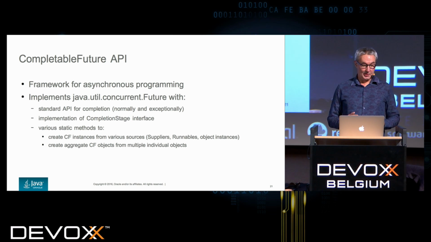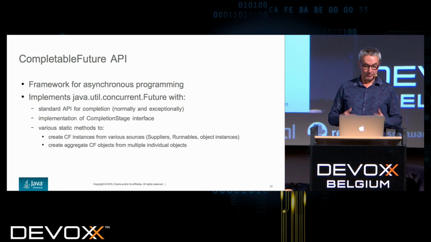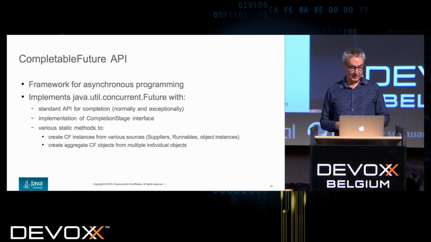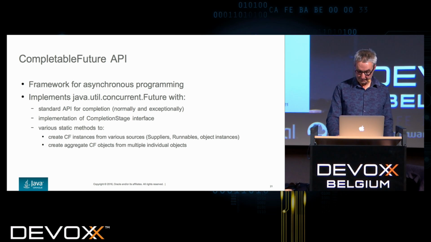CompletableFuture also implements the CompletionStage interface, and this is the interface with a large number of methods that provides what I'm describing as the continuation style of programming. It also implements various static methods for creation of CompletableFutures and ways to create aggregated CompletableFutures, which we'll see in some examples further on.